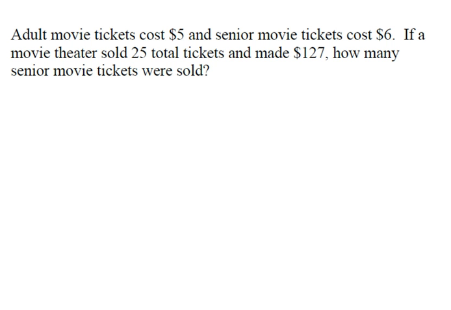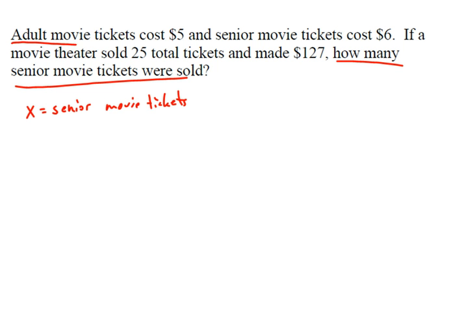So in this case, I always look to the last sentence to help me with my variables. And so my first variable I'm going to say is x, and I'm going to say that means senior movie tickets. That's what I need to know. And so that must be a variable. That's what we don't know. So we want to find out how many senior movie tickets. And then the other thing we need to find is the adult movie tickets, because we don't know that either. So we'll just let y equal adult movie tickets.